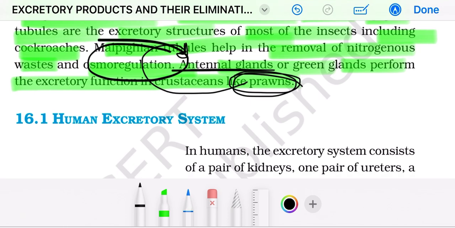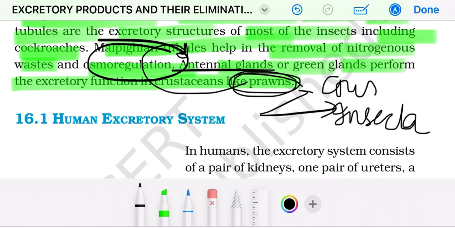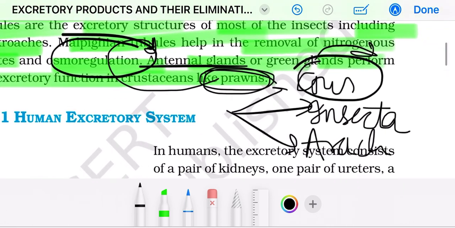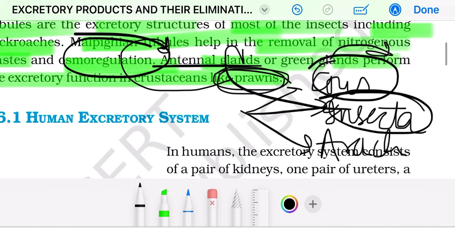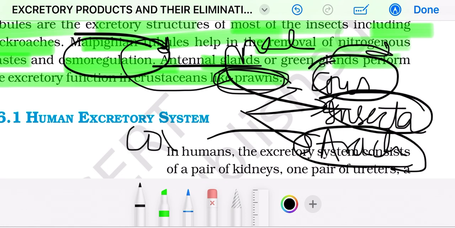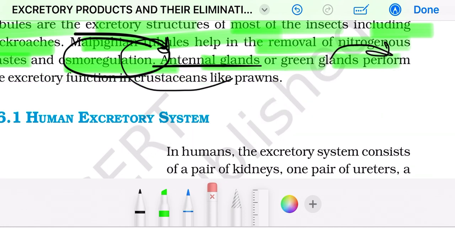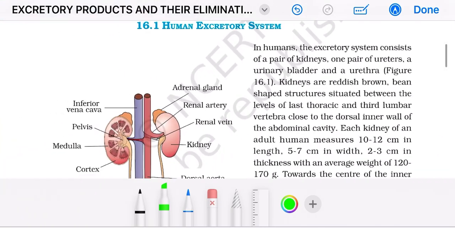Phylum Arthropoda is divided into three groups: crustaceans, insecta and arachnids. Crustaceans contain antennal glands or green glands. Insecta contain Malpighian tubules, and arachnids contain coxal glands for excretion.